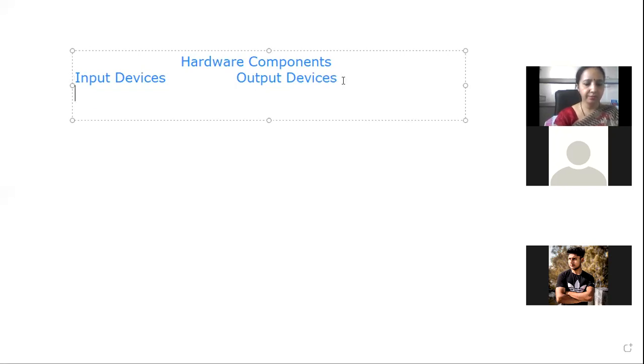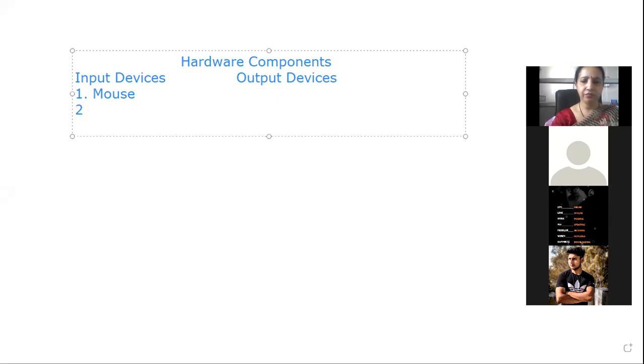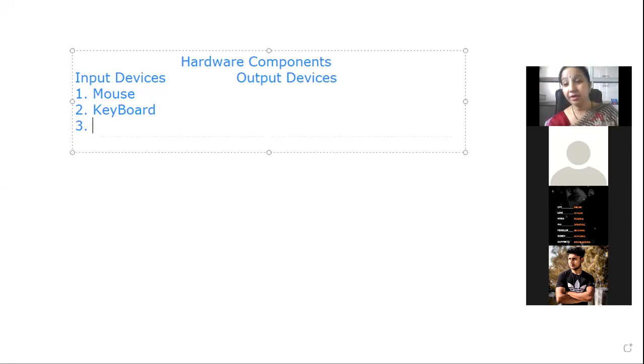Now one by one, you will be speaking up. What can I write in input devices? Mouse. Mouse is an input device. Then do I need to explain keyboard? I don't think so. Then what else can I write? Anyone can contribute. Keyboard, very right. Then scanner. Scanner is an input device. Are you sure? Yes, ma'am.